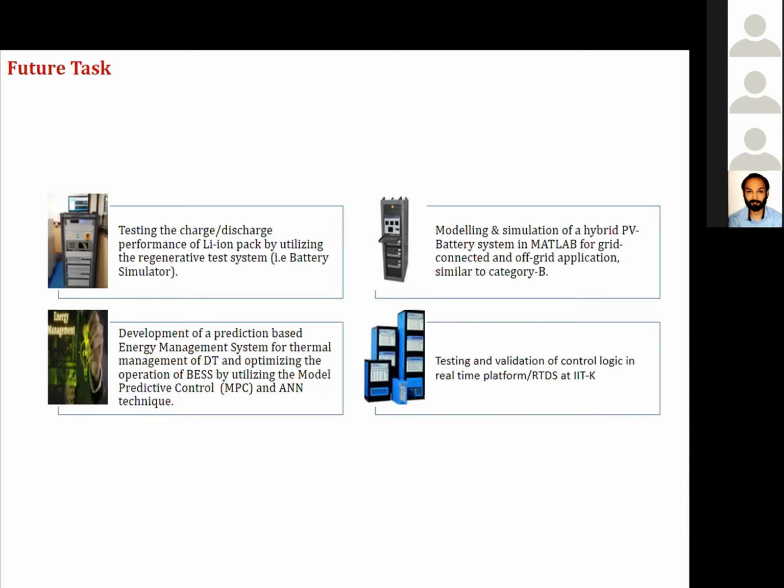And after that, we will test and validate the control logic. We have modeled it in MATLAB on the real-time platform RTDS at IIT Kanpur.